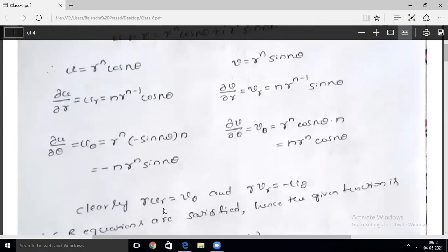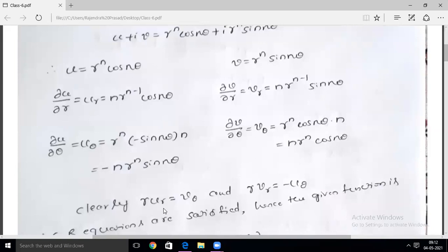Next, we know the CR equations in polar form, right? CR equations in polar form: r into u r is equal to v theta, and r into v r is equal to minus u theta. So r into u r, that is u r multiplied with r. Then it becomes r into r power n, bases are same, so we get n into r power n cos n theta. So r into u r gives n into r power n cos n theta. And v theta we have here n into r power n cos n theta. Obviously these two are equal.